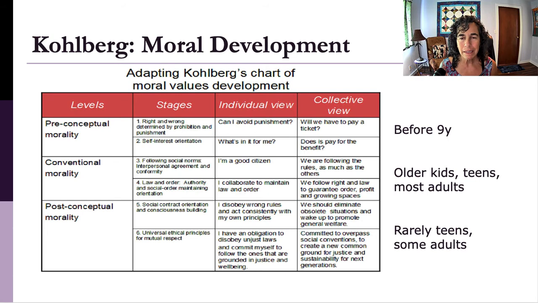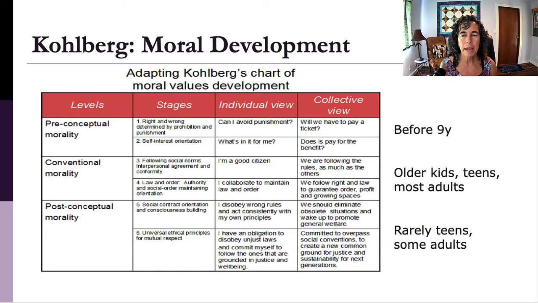And it's about citizenship and law and order and collaborating and kind of those things that make a community or a civilization run. So review that in some detail. And then there's post-conceptual morality, which is the highest level. Rarely do teenagers reach this. And as I said earlier, some adults reach this phase, but not all. So this one is about an internal sense of integrity, justice, fairness, morality, if you will.